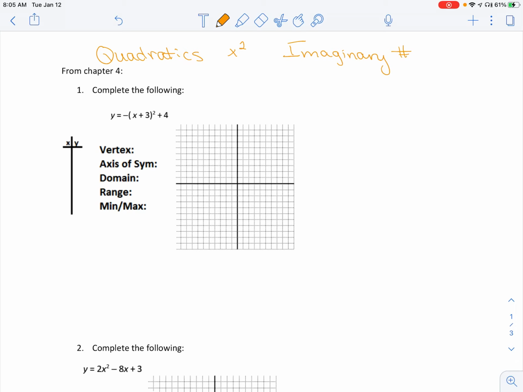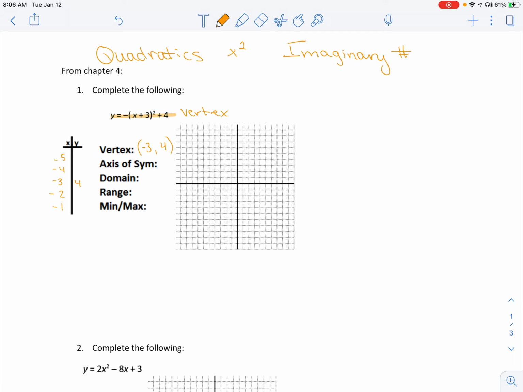Number one, complete the following. So I'm going to give you a problem. The important thing about this problem is that you are able to identify that this is in vertex form because of the parentheses and there's a squared. So that means the vertex is very easy to find. It's the opposite of what's inside parentheses, so -3, and exactly the number in the back for the vertex. That tells you your middle number, and then you surround it.